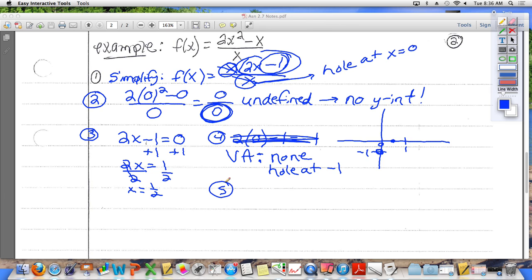Step number 5 is to find any horizontal asymptotes. We have to check out the degree of the numerator divided by the degree of the denominator. The degree of the numerator is what?